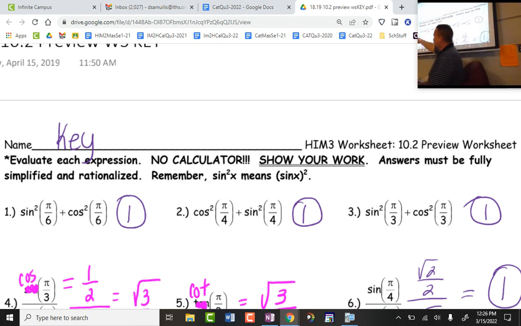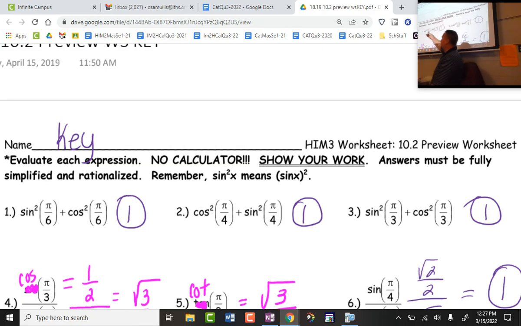What's sine of 30 degrees? Someone tell me. 3, 2, 1, go. 1/2. What's 1/2 squared? 1/4. Well, then what's the cosine of 30? It can't be a half. It's the other one, which is root 3 over 2. When you square that, that becomes 3 over 4. What's 1 over 4 plus 3 over 4?